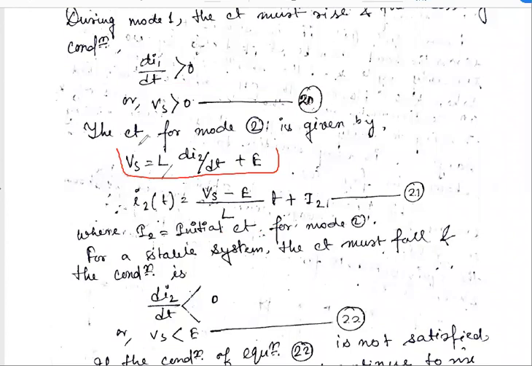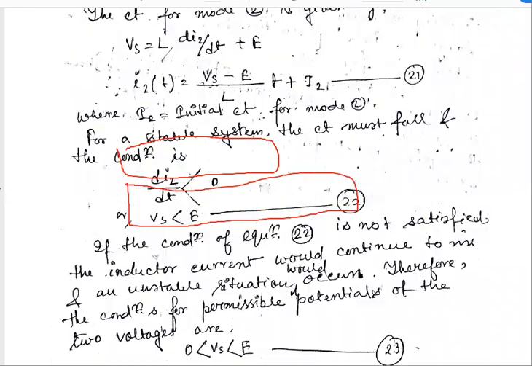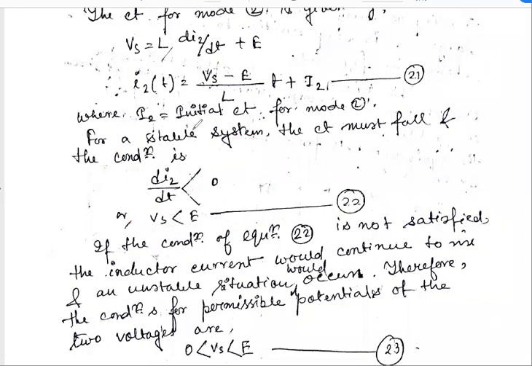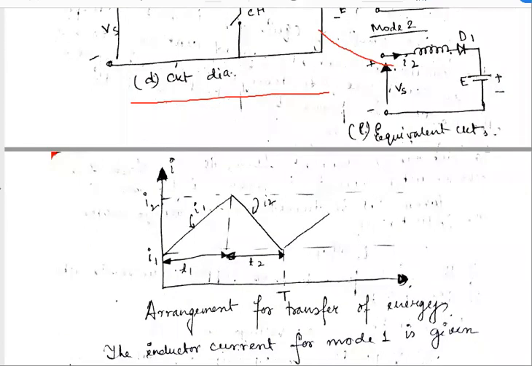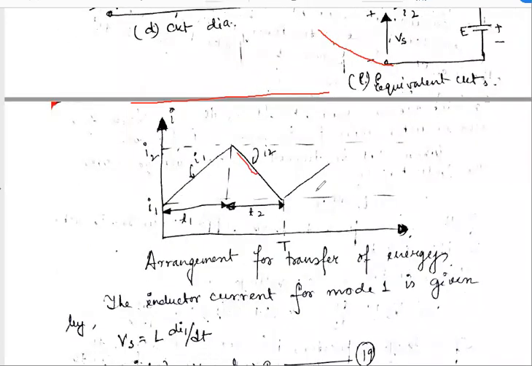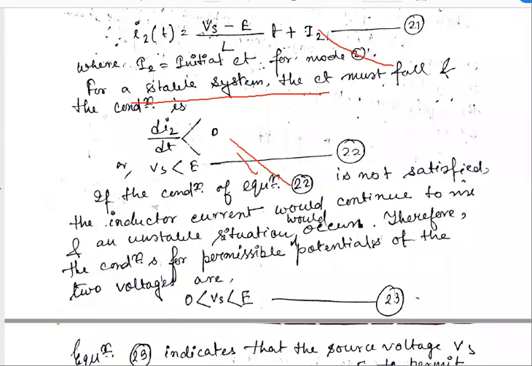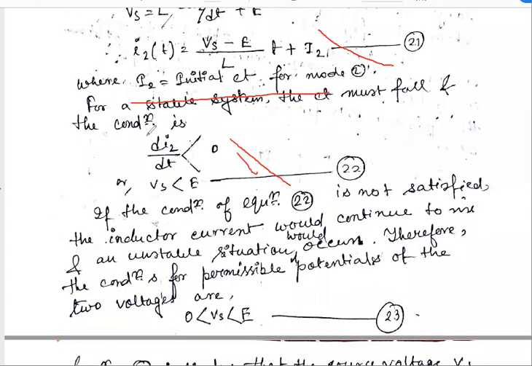From here we get the value of I2t. Similarly, we know that this is a decreasing current from the graph also. This is I2, decreasing in nature. Therefore, we can say that di2 dt is less than 0. Clear?